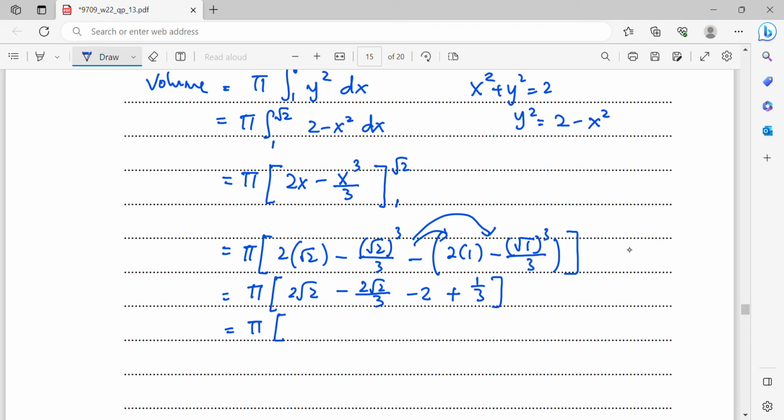So now 2 root 2 minus 2 root 2 over 3 is going to be 2 root 2 bracket 1 minus 1 over 3, which is 2 over 3. Okay. Then here minus 2 plus 1 over 3 is going to be minus 5 over 3.